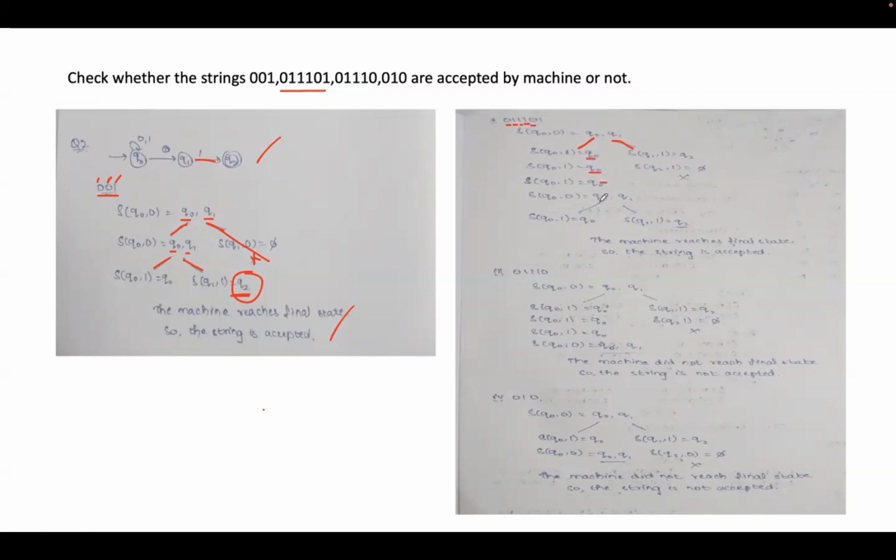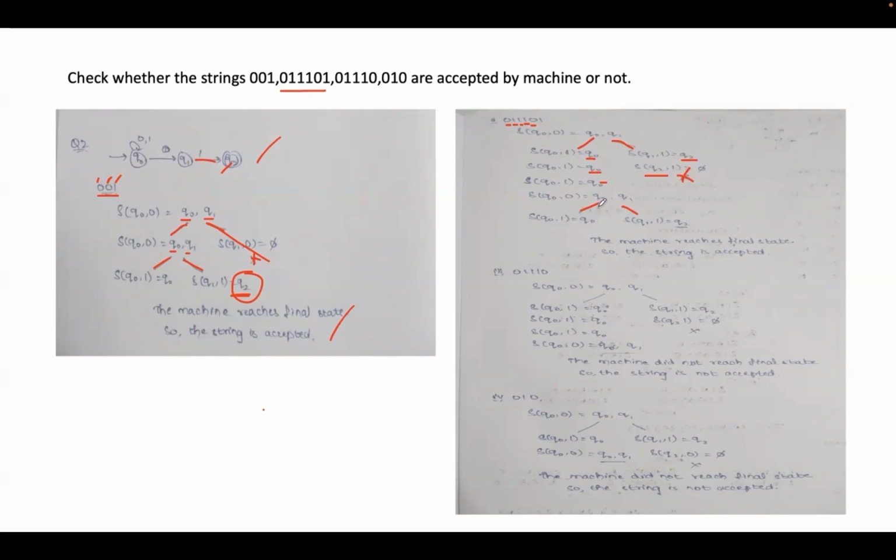Then Q0 on 0 again we have two possibilities, Q0 and Q1. Say for example, if you take Q1 as the next state for delta of Q0 on 0, now check this path. Delta of Q1 on the next input symbol 1 moves to Q2. Then read the next character 1. Now we are at state Q2. So Q2 on input symbol 1, there is no path.